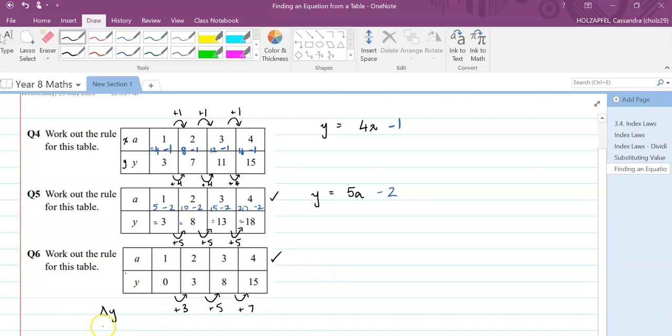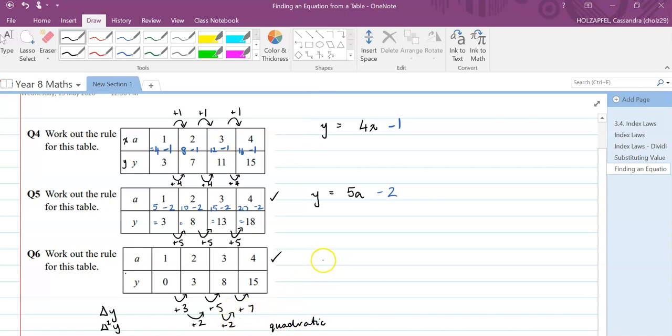So what I'm going to do is look at the change in the change. I'm going to look at the change in the change twice for y. So this is going up 2, and this is going up 2. Now that this is a constant, I know that it's going to be a quadratic. So this is getting tricky now.